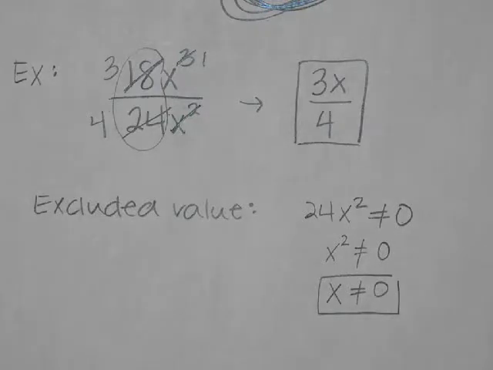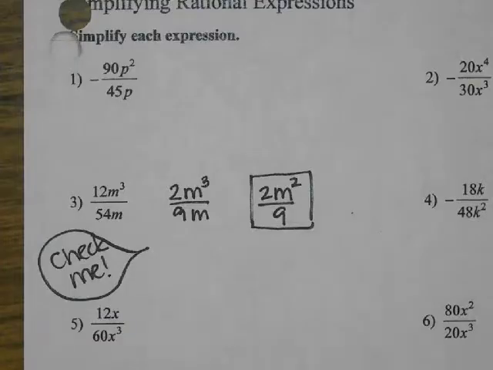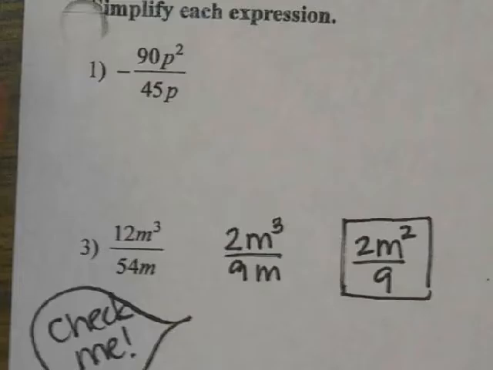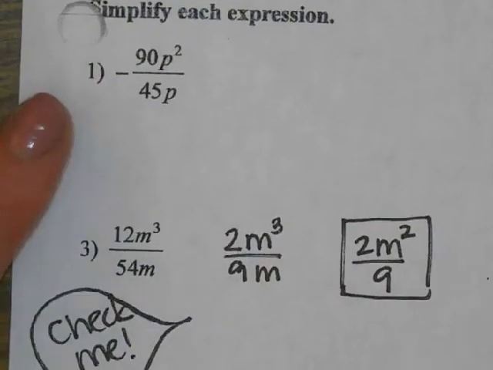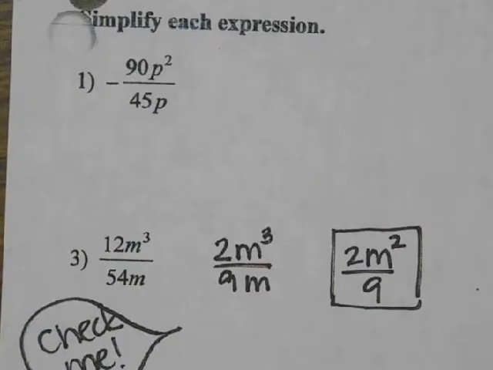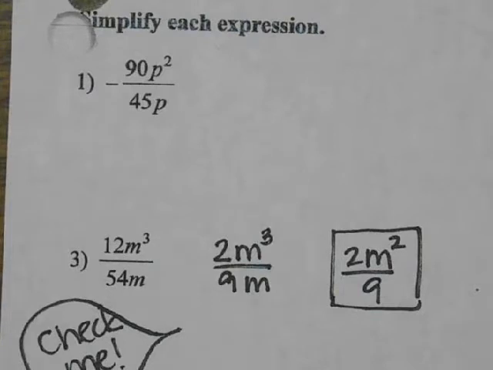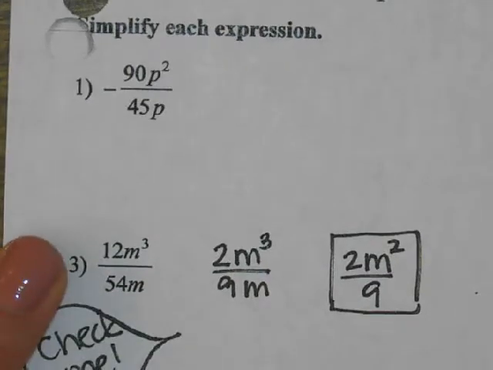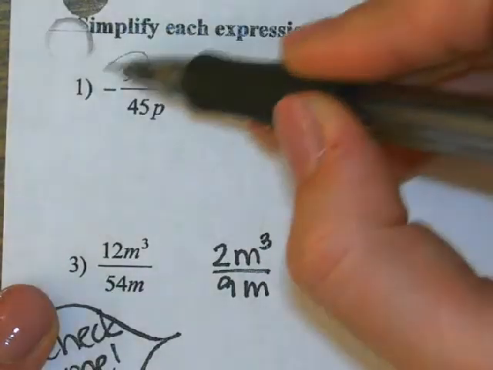All right, here we go. What do you guys see on number 1? I see a negative. I see a 45. I see a 90. A p. And this is a monomial, right? Okay. So when we look at this, what do you see cancels with the numbers?